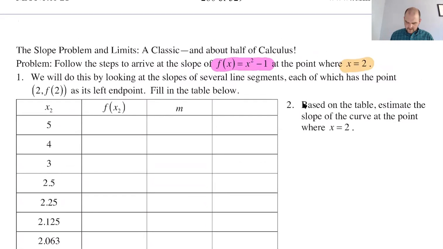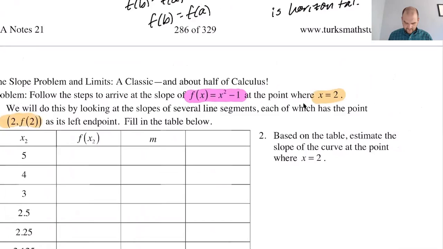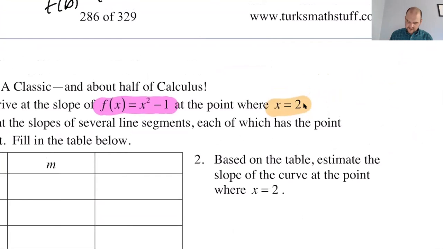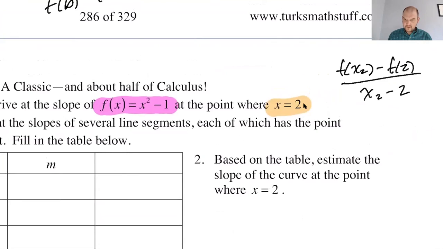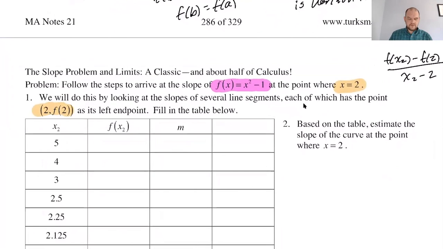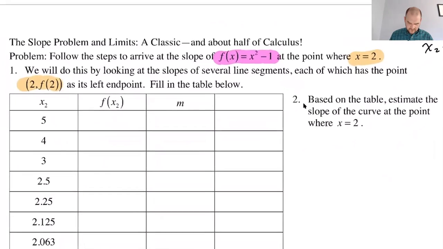So we're going to try to generalize this process. Every time we find slope, we're going to use the point 2, f of 2. F of 2 is 3, so I don't know why I'm hiding that fact. I'm going to put this over in this corner. We are constantly going to be finding f of x2 minus f of 2 over x2 minus 2. We're going to calculate that over and over again, and we're going to change x2 as we go. Some of these you can fill in by hand.